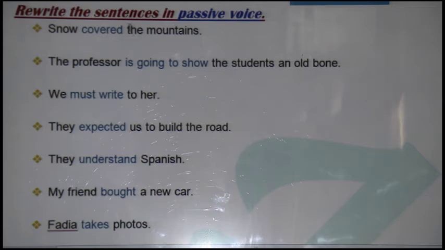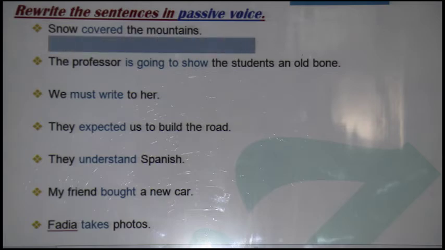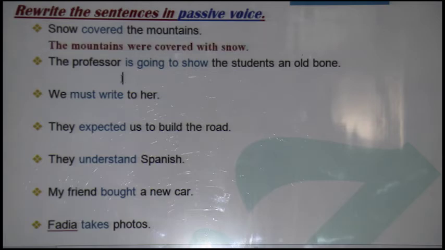Here we are using the object in the place of the subject, so the mountains, and here pay attention to the subject-verb agreement. Covered is in the past simple, so I need a past simple form of the verb to be. So the mountains were covered. And here, because it's a regular verb, we are talking about the same form. Cover, covered, covered. So the mountains were covered by snow. And here is the answer for you, okay? The mountains were covered with snow.